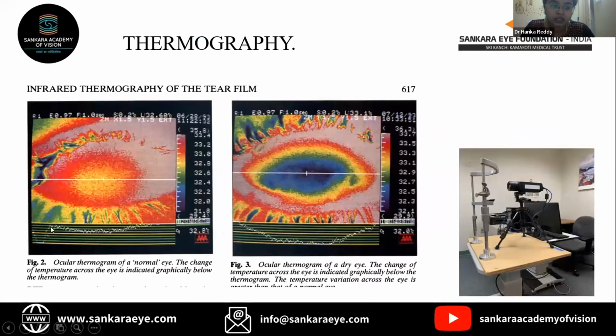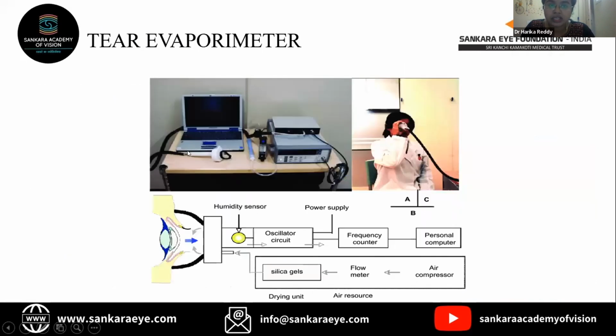Thermography: in a normal patient, there is not much variation in temperature, whereas in dry eye patients, much temperature variation is seen. Tear evaporometer: the normal tear evaporation rate is about 0.12 microliter per minute, whereas in case of dry eyes, the evaporation rate is much higher, which can be measured by this instrument.